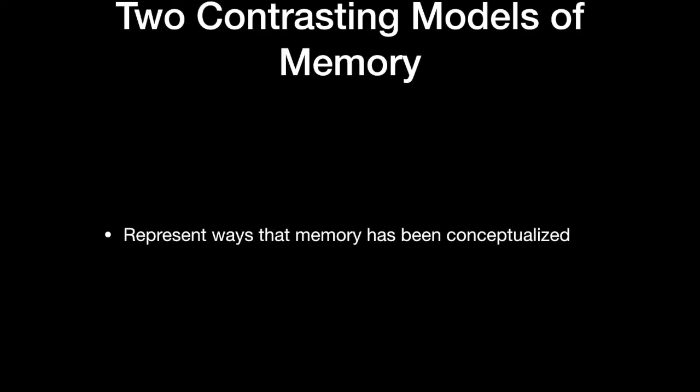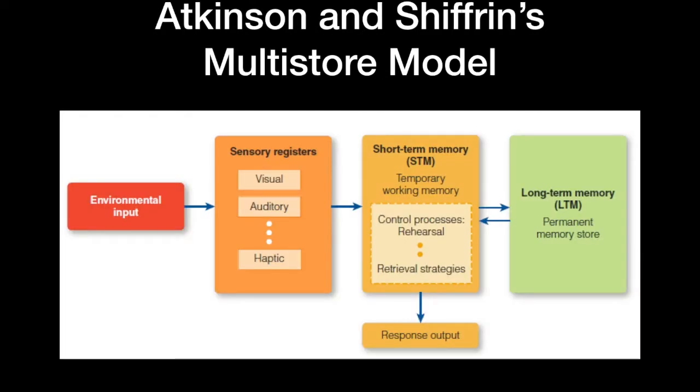Now we will discuss several memory models: Atkinson and Shiffrin's multi-store model, Craik and Lockhart's levels of processing model, Baddeley's working memory model, Tulving's multiple memory systems model, and McClelland and Rumelhart's connectionist model. The first model is called the multi-store model. It is also known as the boxes in the head theory because this model proposes three storages that each have different unique properties.